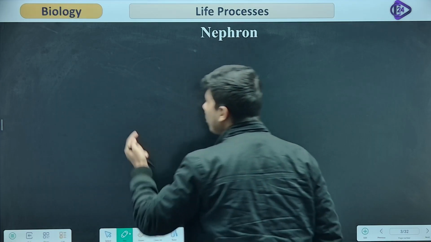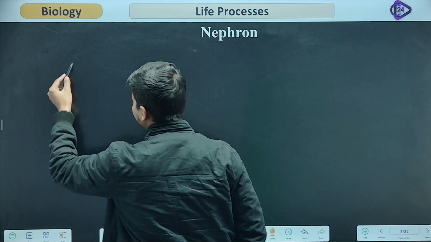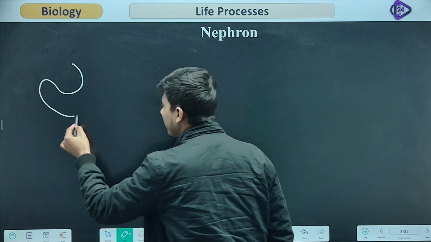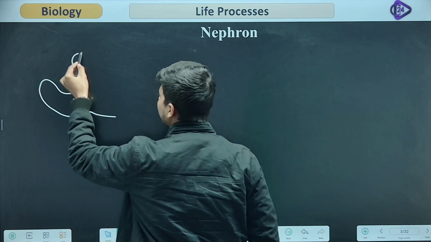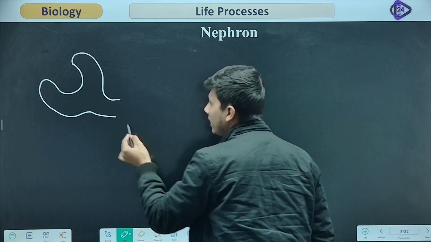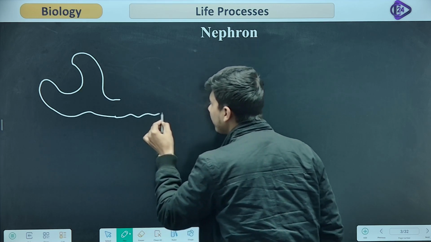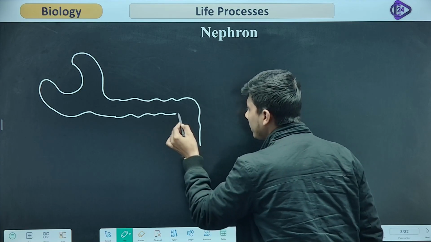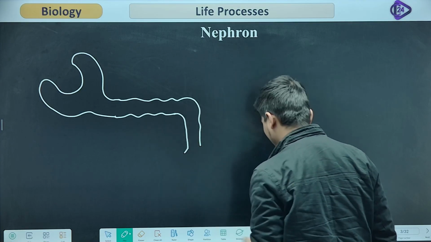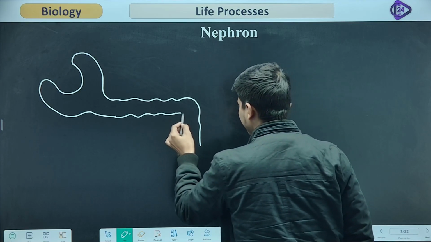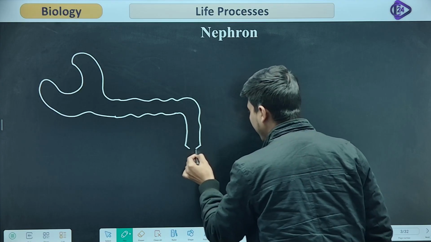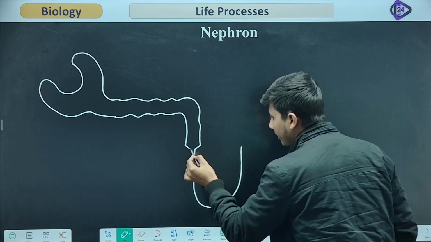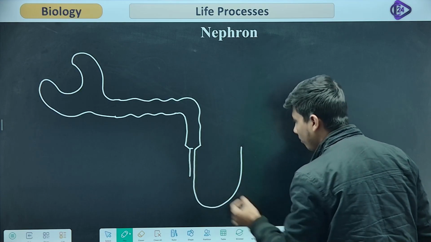Now first of all, draw the renal capsule. Renal capsule is a cup-like structure. This is called the renal capsule. Then it will continue into the renal tubule. This whole structure is the renal tubule. Then it will form this tube-like structure, and we will label it one by one.